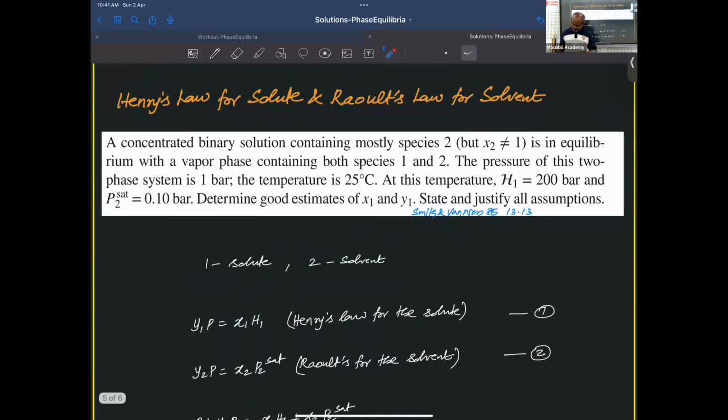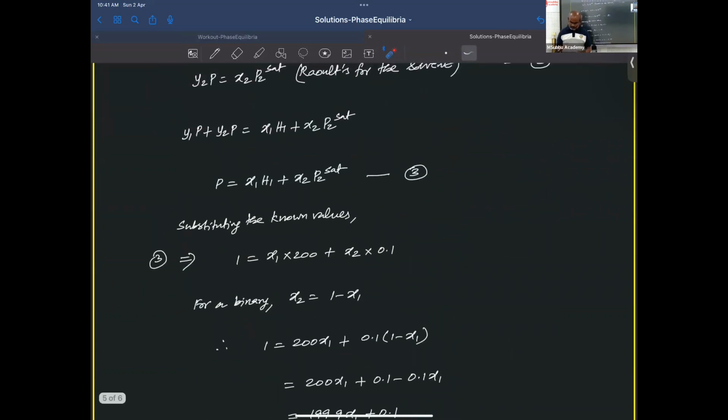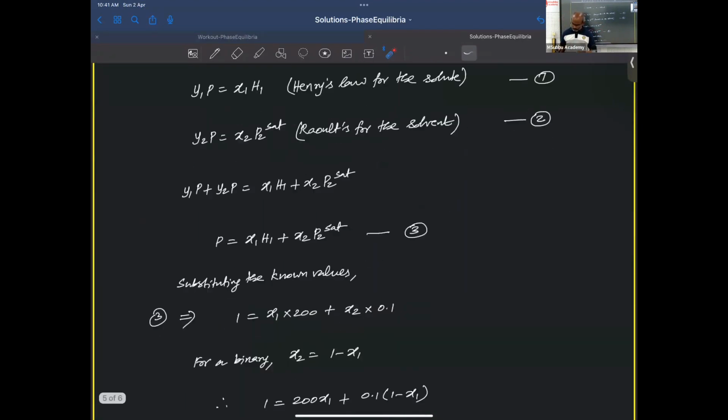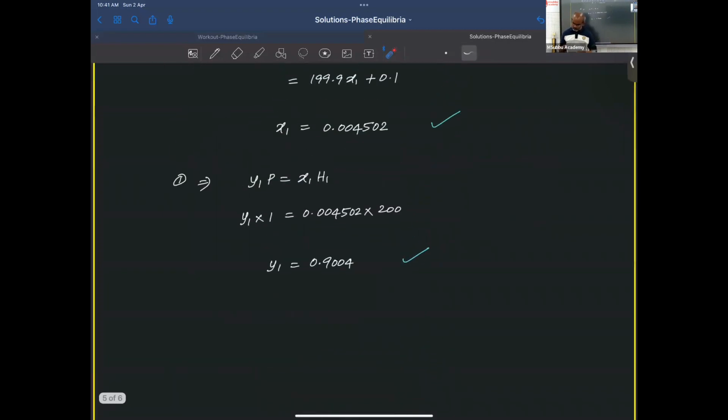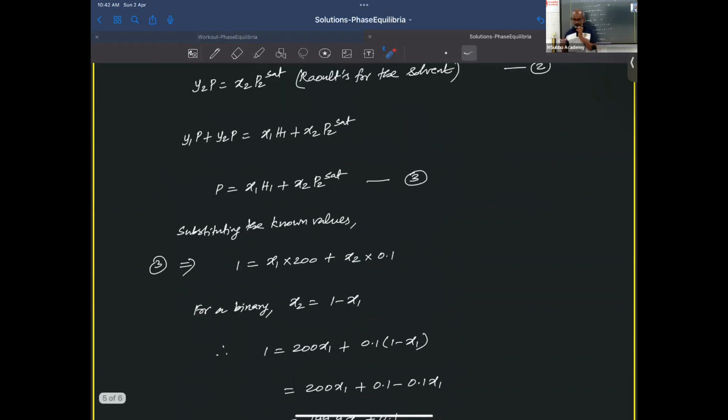So X1 is available from this total pressure expression, in which one term has Henry's law constant and the other has vapor pressure. The vapor pressure term is there for the solvent, and the Henry's law constant is there for the solute. Of course, X1 is calculated. Then Y1P equals X1 times H1. So, a nice problem.